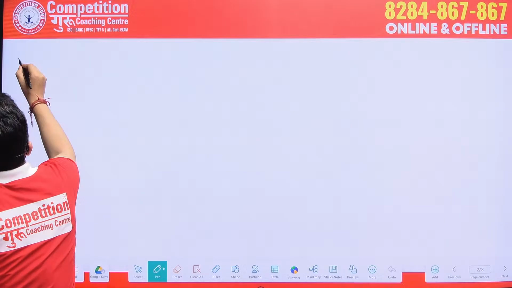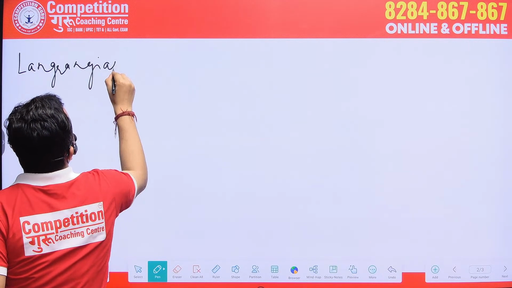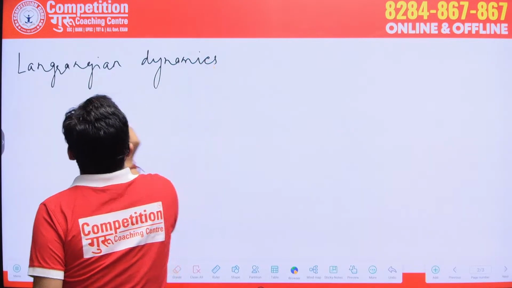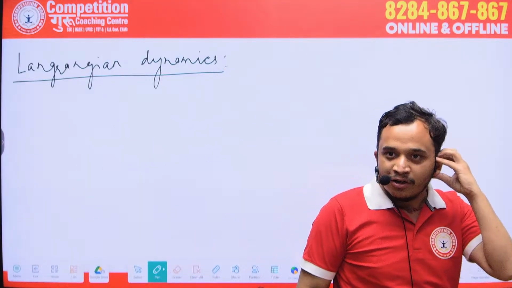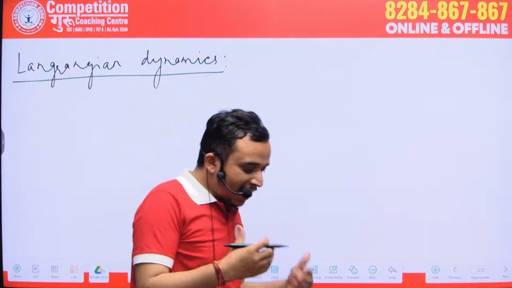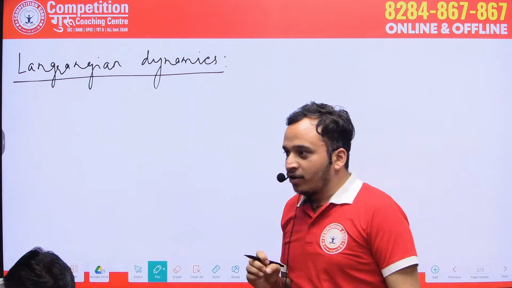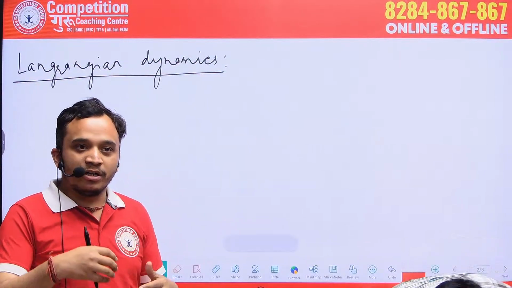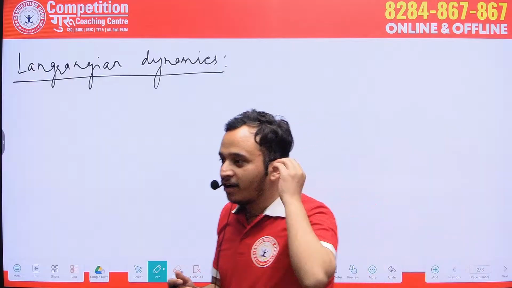So today's topic is Lagrangian dynamics. We know that in mechanics we have Newton's laws of motion to describe the dynamics of the particle. Whenever we have to describe the dynamics of the particle, we need some coordinates to specify the position of the particle.